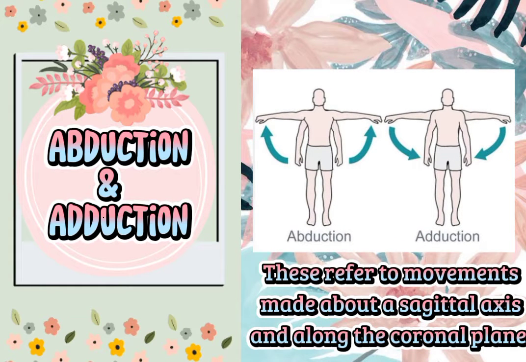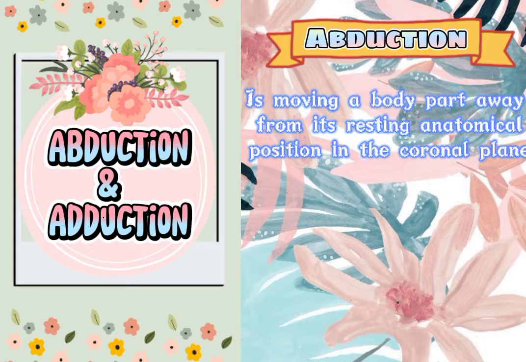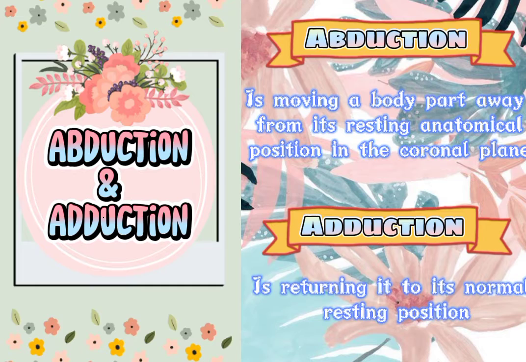Abduction and adduction refer to movements made about the sagittal axis and along the coronal plane. Abduction is moving a body part away from its resting anatomical position in the coronal plane, while on the other hand, adduction is returning it to its normal resting position.